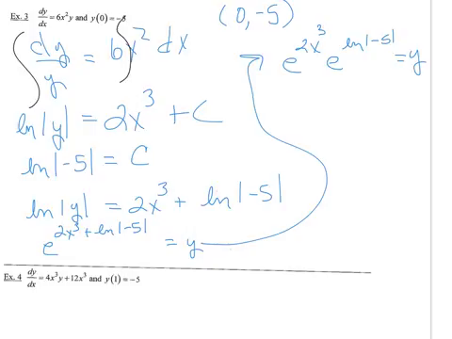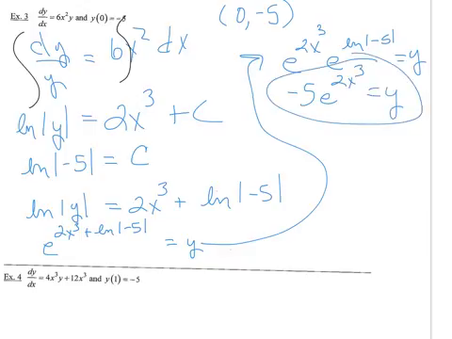When we multiply the same base together, what do we do with exponents? Add your exponents. I just went backwards. Why did we do that? Because now, e raised to the natural log of the absolute value of negative 5 equals negative 5. There you can make it negative 5. There is your equation: y equals negative 5 e to the 2x cubed.